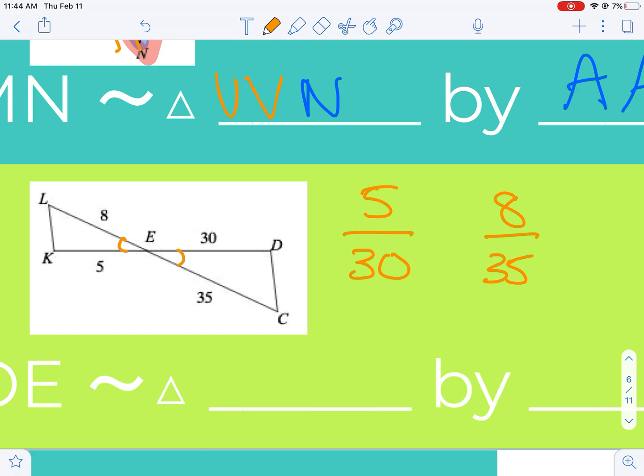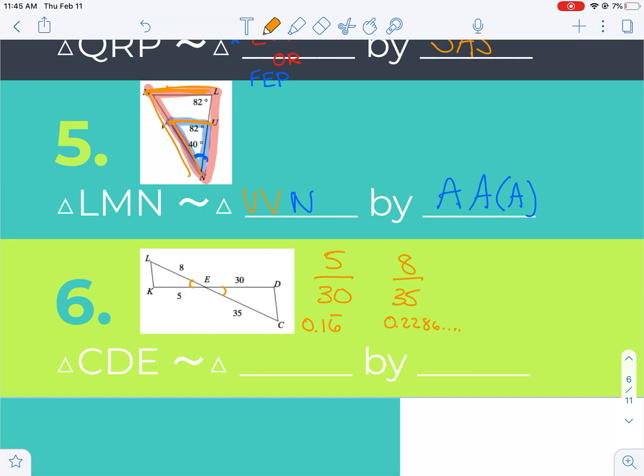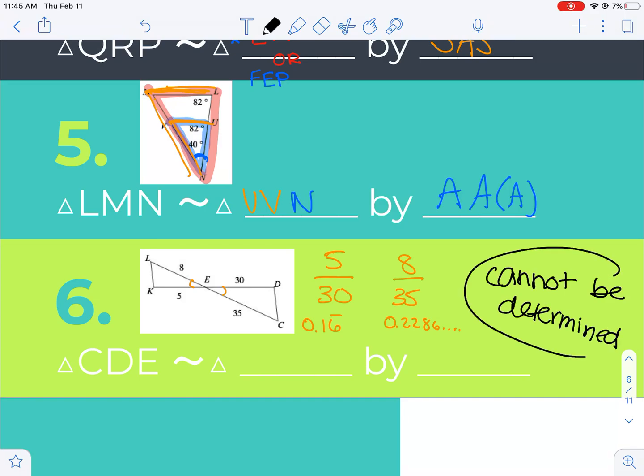5 over 30, if I throw that in a calculator and get a decimal, I get something like this. 8 over 35, and it keeps going. These aren't equivalent fractions, so they are not similar. When I can't determine that something is similar, instead of saying, nope, they're not similar, I'm instead going to say it cannot be determined because I'm fancy. And I'm going to leave it just like that.